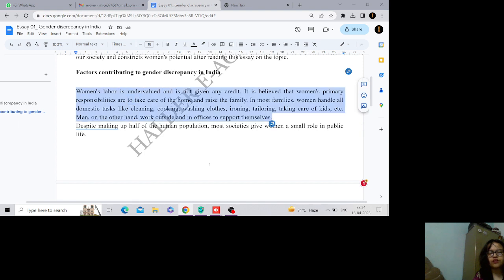So in this paragraph we are going to write that the contributions made by a lady to society are not given the value they should get, and they do not get any credit. It's a belief that females are born to take care of the family and the home. In most families, women take care of the household jobs, while men can work outside and in offices to support themselves. Although 50% of the human population consists of females, societies still give women a small role in public life.